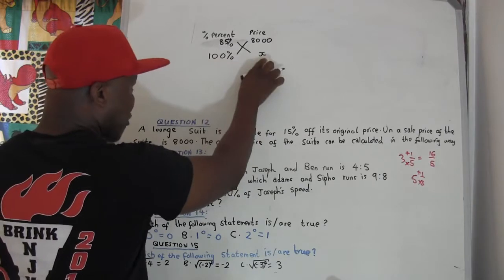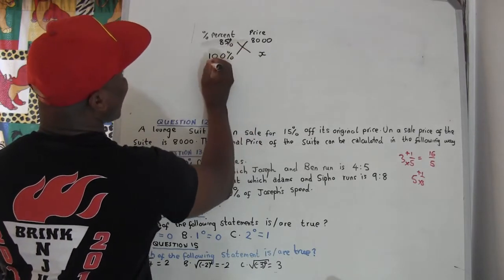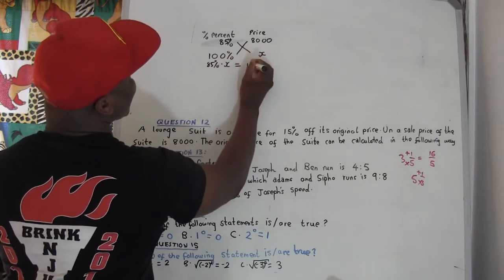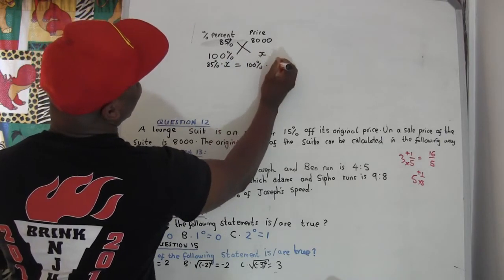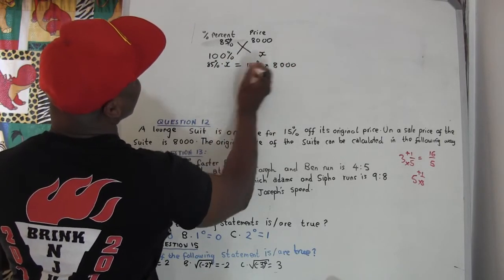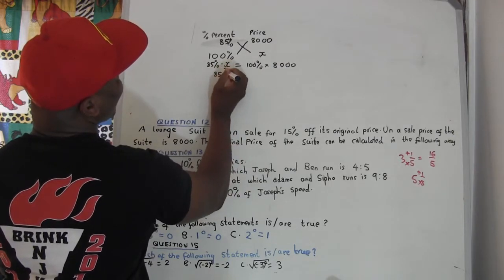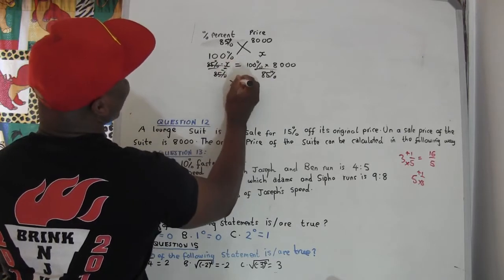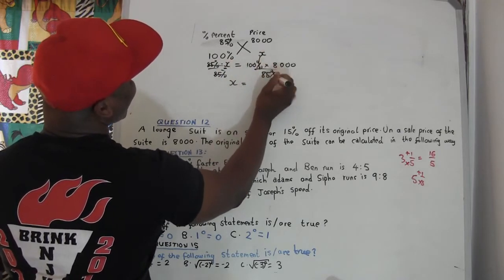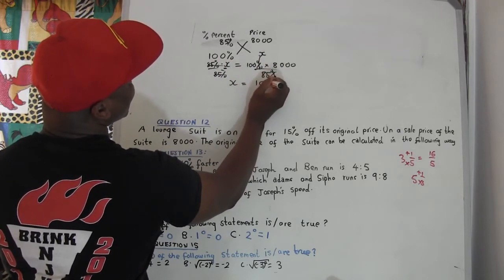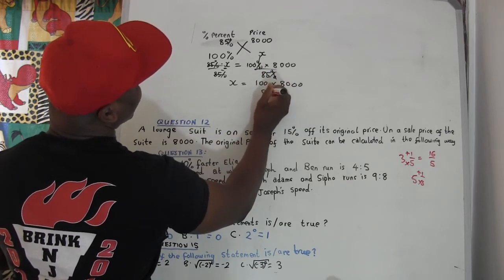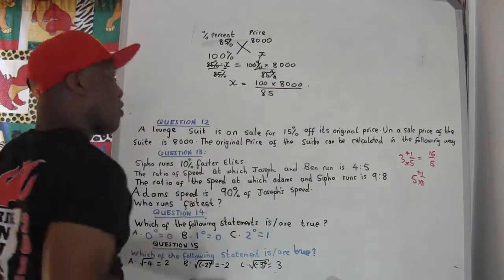When it's 100%, how much? So X times this, you say, okay, 85% times X equal to, take this times there, means 100% times 8,000. Then since you want to get X, divided by 85%, the percent cancels, so X equals 1, 2 times 1, 2, 3 divided by 85. So this is our answer.